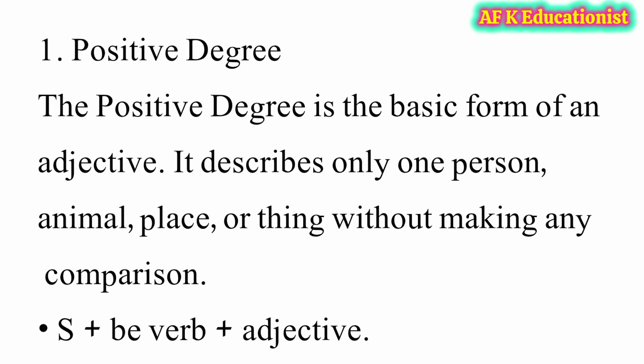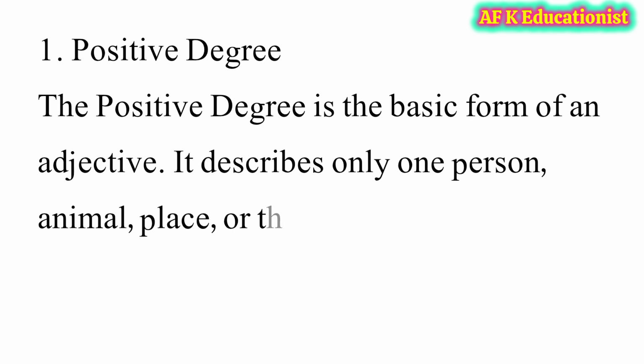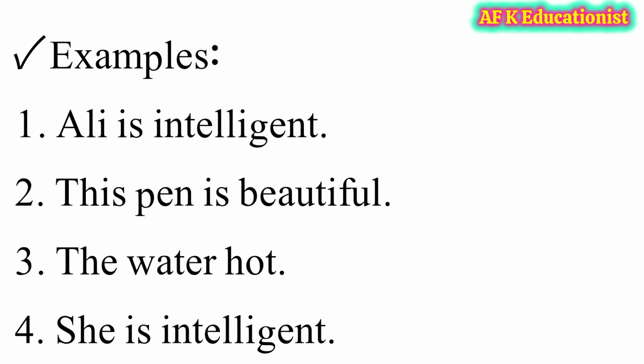1. Positive degree. Definition: the positive degree is the basic form of an adjective. It describes only one person, animal, place, or thing without making any comparison. Formula: subject plus be verb plus adjective. Examples: Ali is intelligent. This pen is beautiful. The water is hot. She is intelligent.